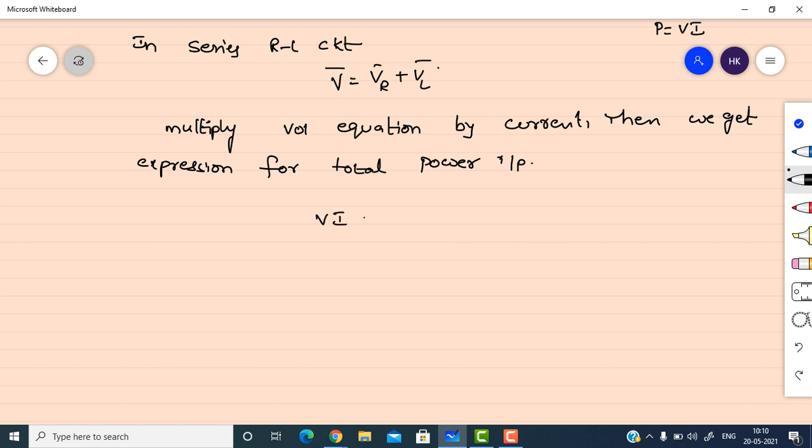I'm multiplying on both sides. V into I is equal to VR into I plus VL into I. For the total equation, we have to multiply with current. Then if you split it, VR into I plus VL into I.